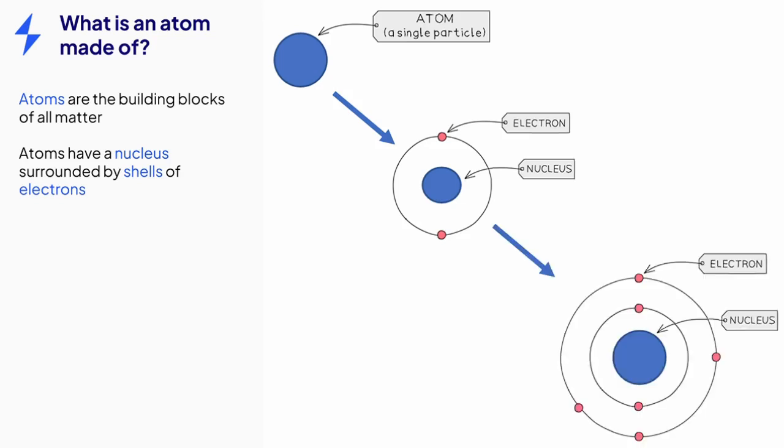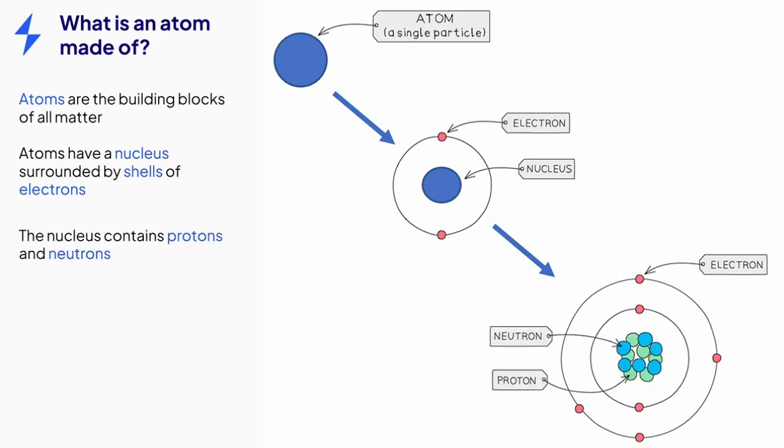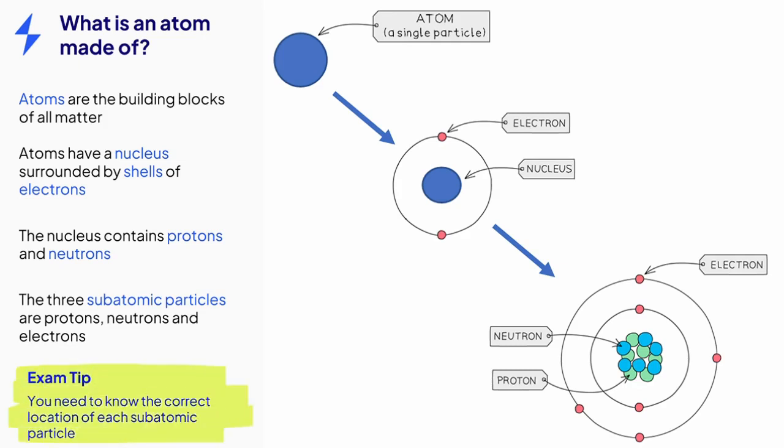Electrons are arranged in shells, although you may sometimes hear them called orbits or orbitals because of how they move around the nucleus. In diagrams, electrons are commonly shown as dots or crosses. The nucleus contains two different subatomic particles, the neutrons and protons. Overall, an atom contains three different subatomic particles, the protons, the neutrons, and the electrons.